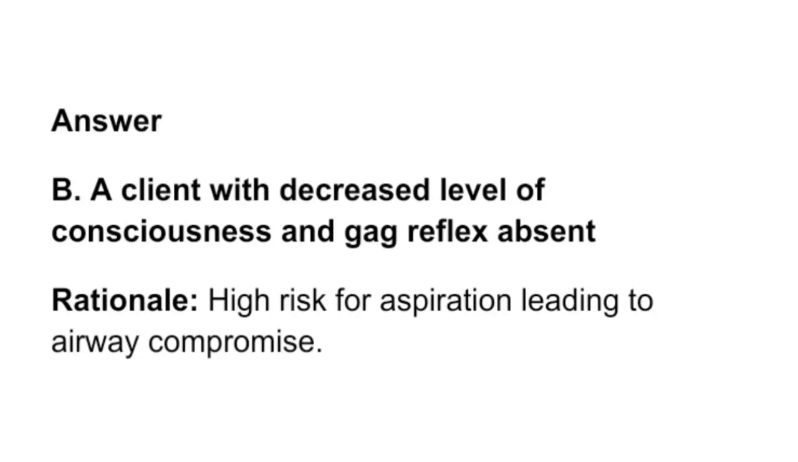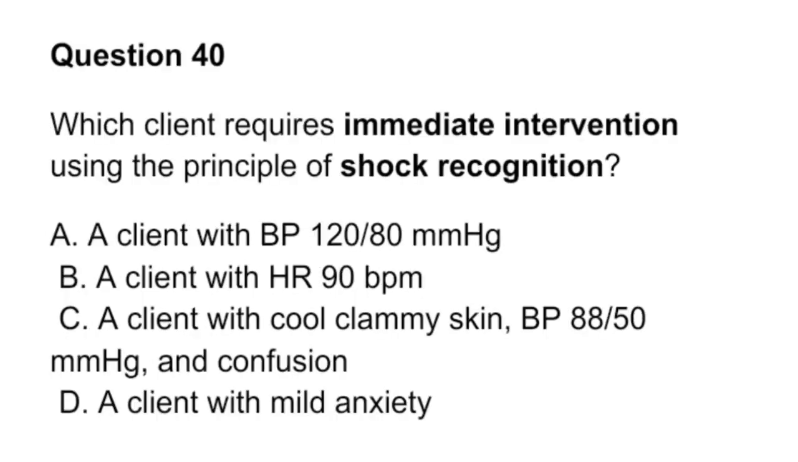Answer. B. A client with decreased level of consciousness and gag reflex absent. Rationale. High risk for aspiration leading to airway compromise. Question 40. Which client requires immediate intervention using the principle of shock recognition? A. A client with BP 120 over 80 millimeters mercury. B. A client with HR 90 BPM. C. A client with cool, clammy skin, BP 88 over 50 millimeters mercury and confusion. D. A client with mild anxiety.